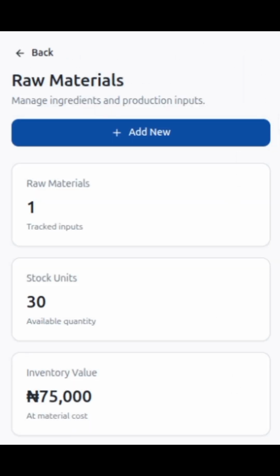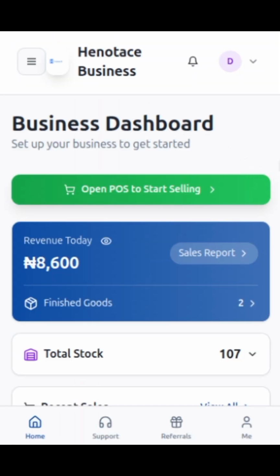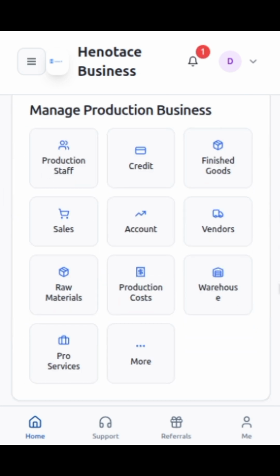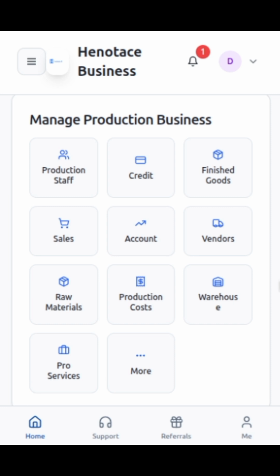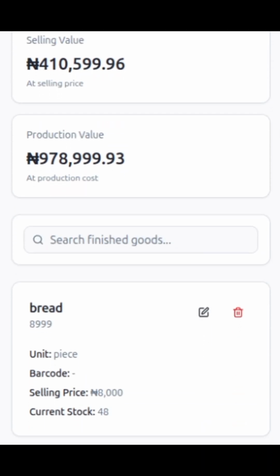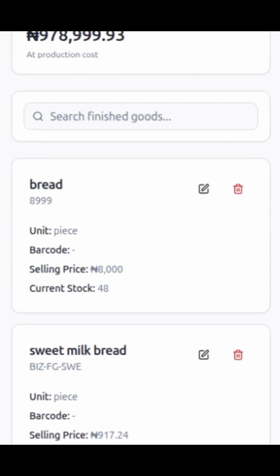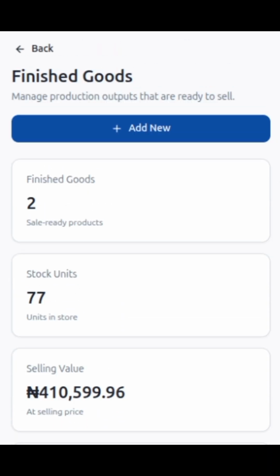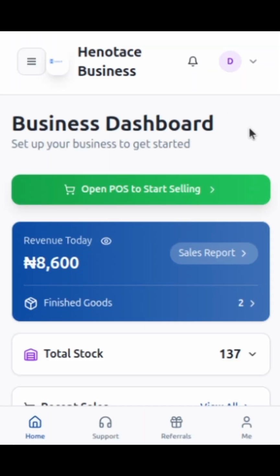Now, the second part is the finished goods. That's the normal inventory, which we have as the ones that have been produced, ready for sale. That's what we call the finished goods. Now, if we look under finished goods, we can see, for example, maybe this one is bread. This is the quantity that we have in stock and all of that. So these are the finished goods.